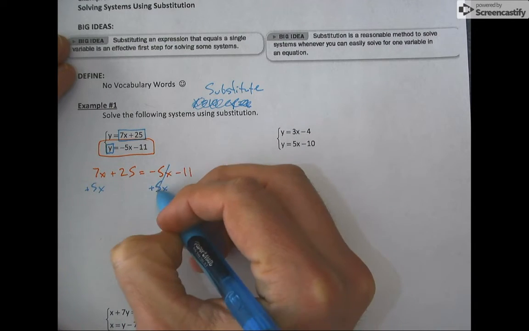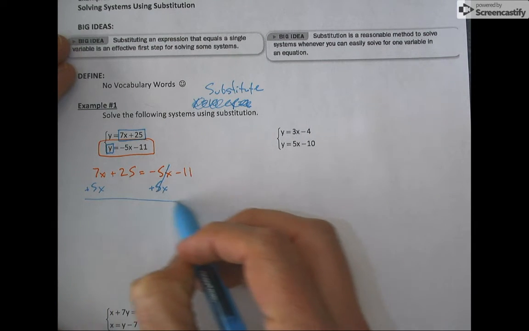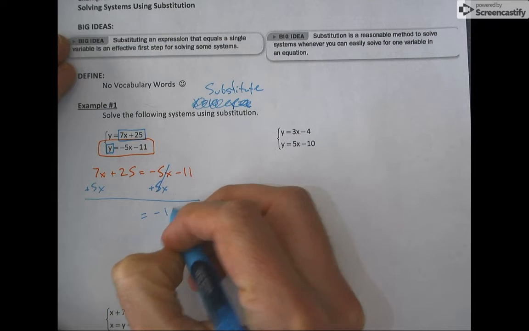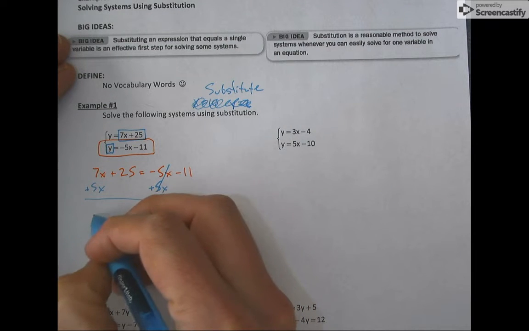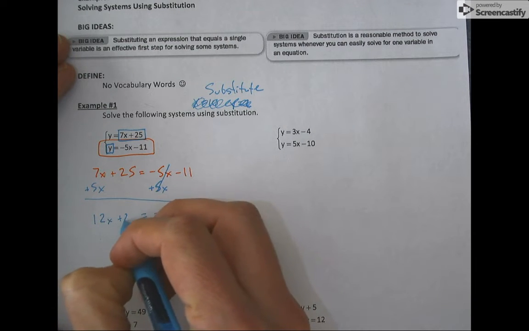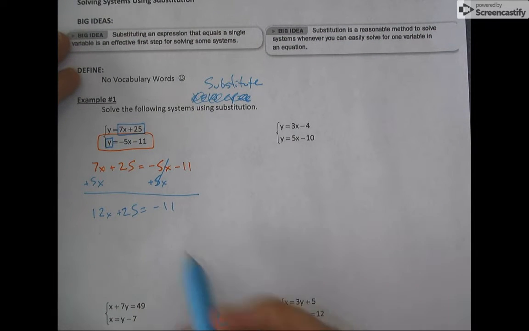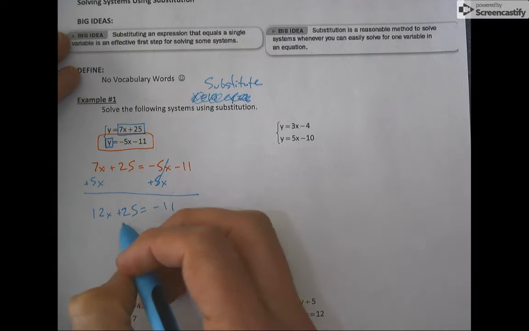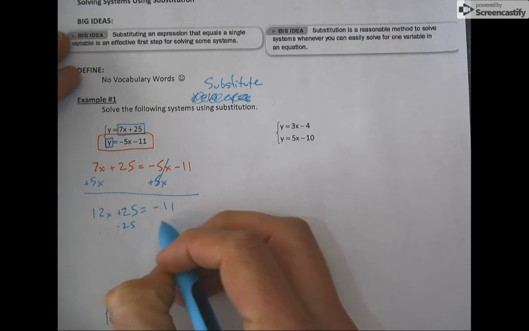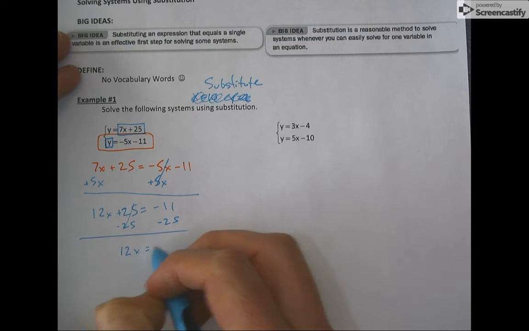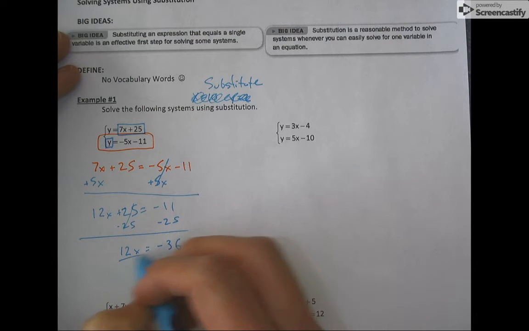Now notice how I lined it up perfectly underneath whatever it's going to interact with. So it's going to cancel here, leaving me negative 11. Add these together. It's 12x. And now we've created a very simple equation that we can just run and solve here. So we're going to minus 25. 12x equals negative 36.